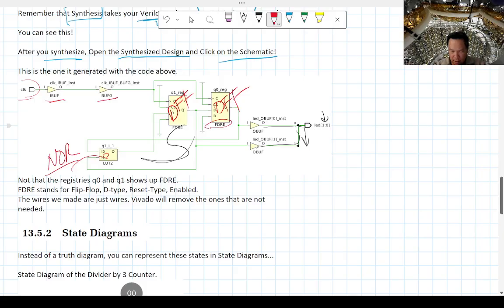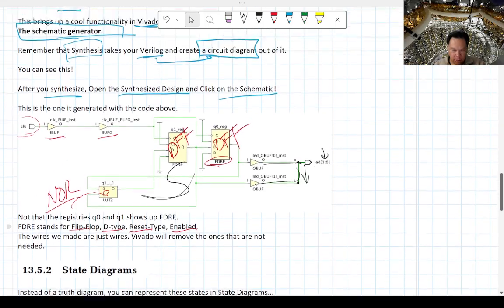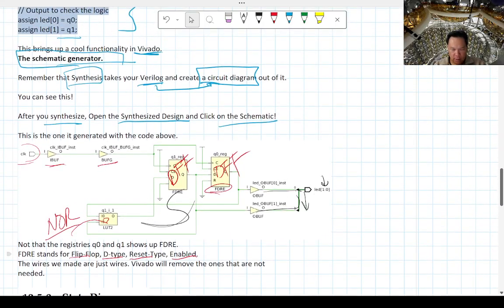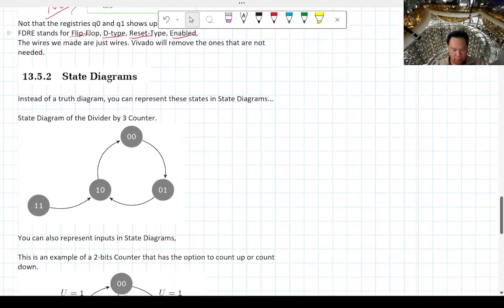And these are called FDRE. It stands for flip-flop, D-type, reset type, enabled. There's just a lot of naming convention in there. Next, hopefully that makes sense, how you can synthesize these things and then actually see the diagram, which is a pretty cool feature.